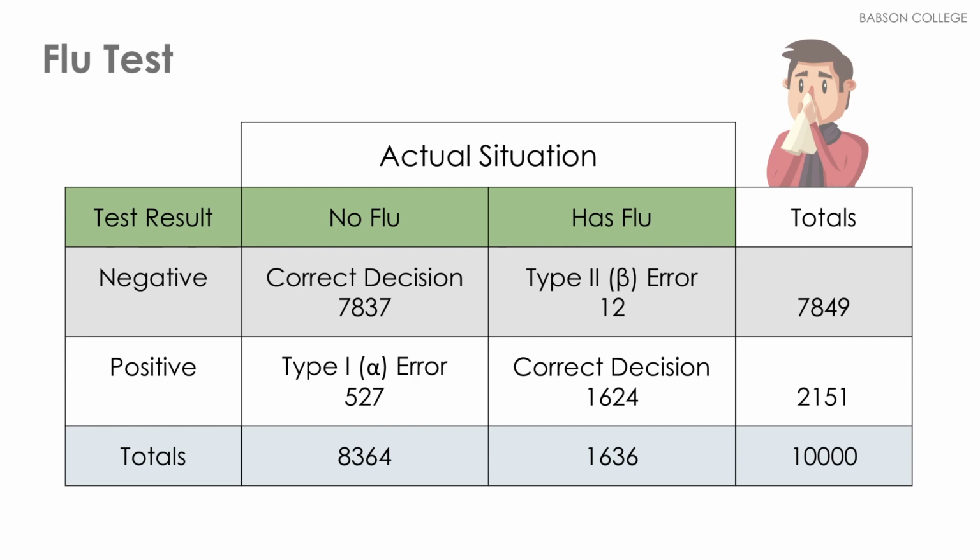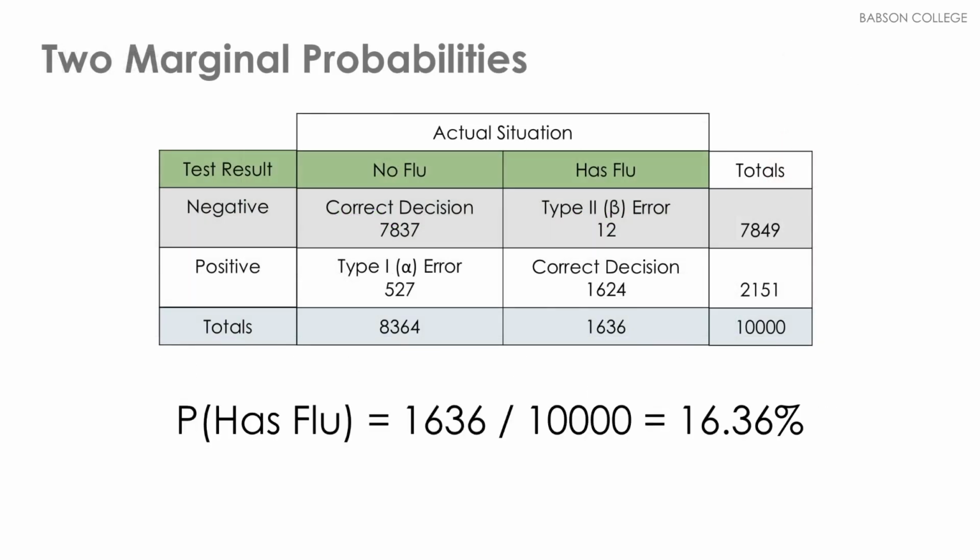We can start off by looking at two marginal probabilities. The first is the probability that a person who took the test actually has the flu. That is simply 1,636 divided by 10,000, or about 16 1/3%. The insight here is that the vast majority of people who bought the home flu test kit do not have the flu. But for a cost of only $10 or $20, it was worth it to the customer to find out if they had the flu or not.